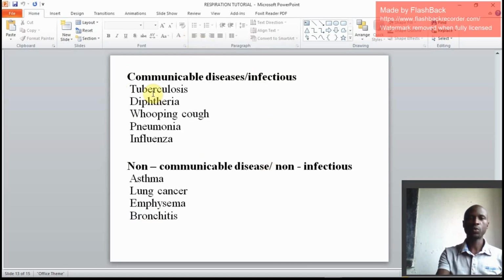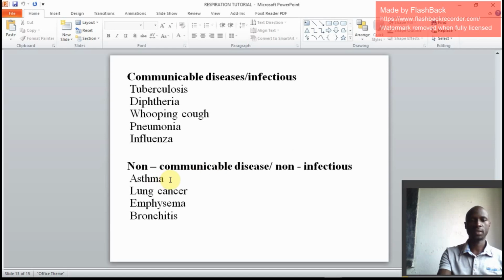We have those which can move from an infected person to a healthy person, infectious respiratory diseases, or communicable diseases. Tuberculosis is caused by bacteria. Diphtheria is also caused by bacteria. Whooping cough is also caused by bacteria. Pneumonia is caused by a virus. Influenza is caused by a virus. All of these are immunizable diseases. We have those which can't spread from a sick person to a healthy one. We have asthma.